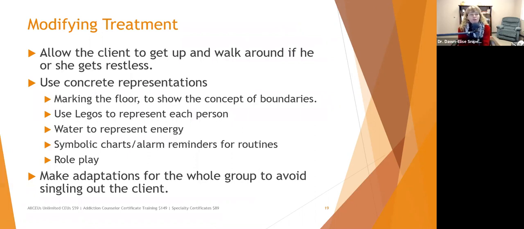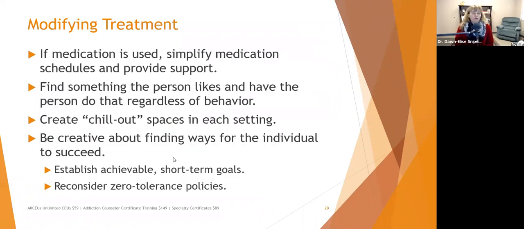If you're working in a group environment, whether it's a family, a classroom, or group treatment, make adaptations for the whole group to avoid singling out the client. If you need to make modifications, it needs to be okay for everybody, and address the group as such. So if you feel like you're getting restless and you need to stand up, you can go stand in the back of the classroom, or whatever the case may be. With adult clients with an FASD, if medication is used, simplify medication schedules and provide support. Obviously, this is for an adult who's able to self-administer.